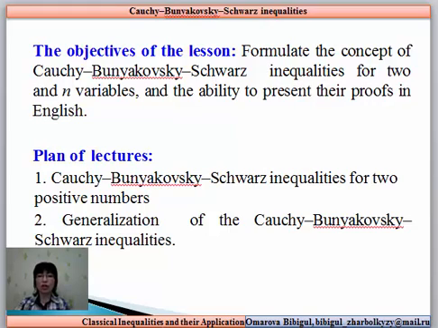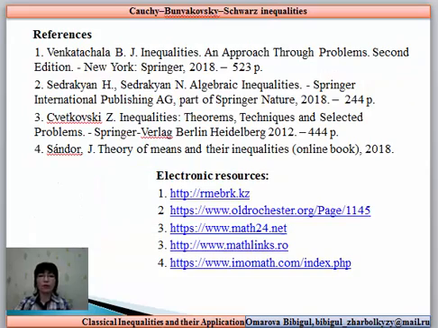Cauchy-Bunyakovsky-Schwarz inequalities in generalized form. You can use the following reference and the electronic resources.